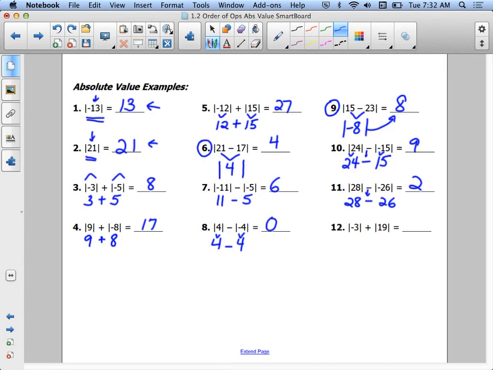Last example, number 12. The absolute value of -3 is +3. The absolute value of 19 is 19, and we'll add those together to get 22.